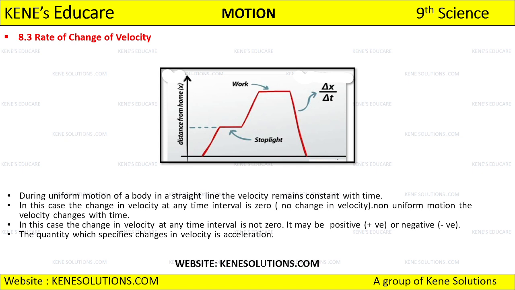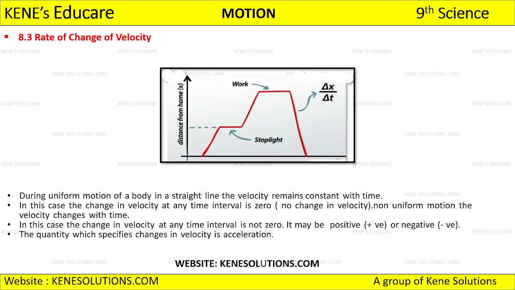After this, now we will be discussing the rate of change of velocity, like how exactly velocity changes, right? And at what rate. So now you know what is uniform motion. Whenever any object is moving with a constant speed, that is what we know as uniform motion, right? So during the uniform motion of a body in a straight line, the velocity remains constant with time. Why is it remaining constant with time? Because it's a uniform motion, right?